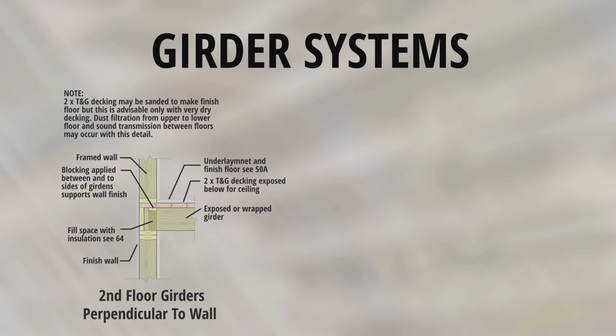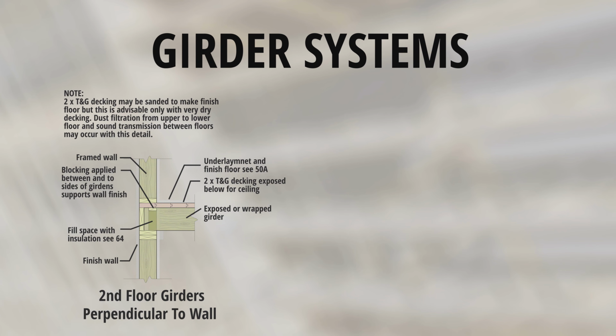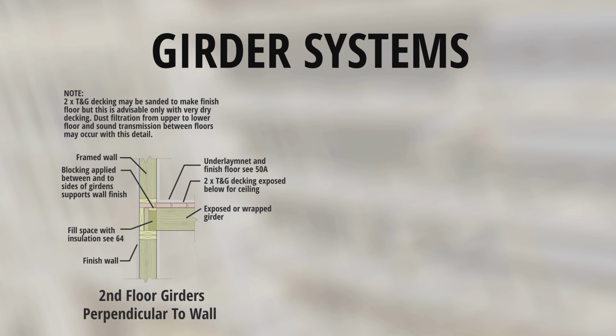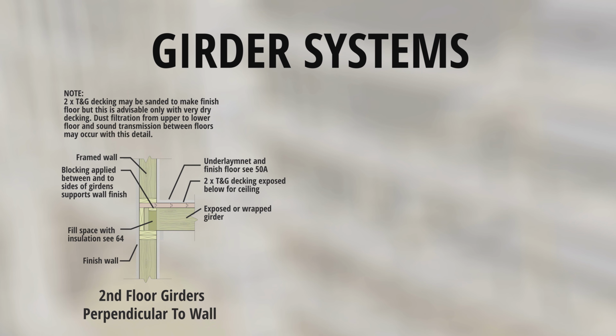Exposed or wrapped girders. Note: 2x tongue and groove decking may be sanded to make finished floor, but this is advisable only with very dry decking. Dust filtration from upper to lower floor and sound transmission between floors may occur with this detail.